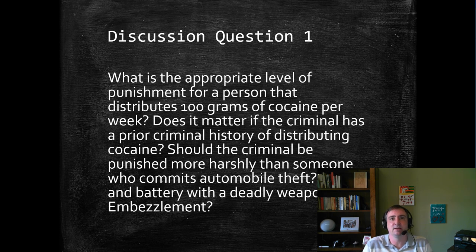But generally, the modern view of retribution is focused on the particular crime for which the person has just been convicted. How do we compare the cocaine distributor with somebody who commits automobile theft, assault and battery with a deadly weapon, embezzlement, right? Each of these crimes operates in a different way and it's affecting society. And for retribution theory, it's hard to pin down the moral blameworthiness or wrong that we associate with each of those crimes.